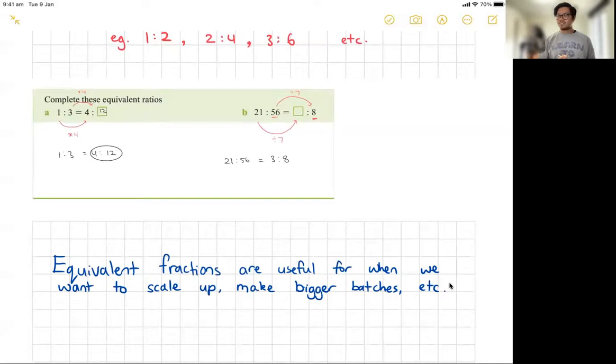Wait, no, that doesn't make sense. 20 to 300. That's better. So we can scale things up. If you're making a cake and you want to make a bigger batch, that's when we would use equivalent fractions.